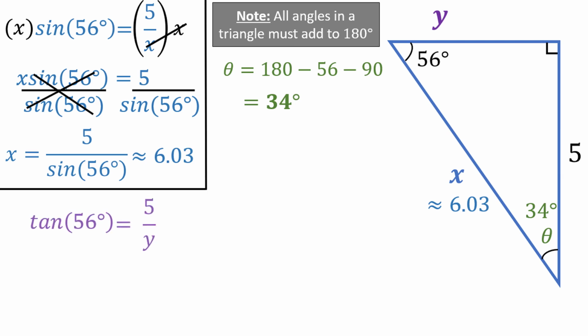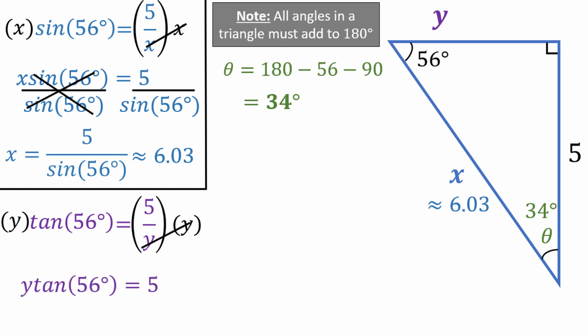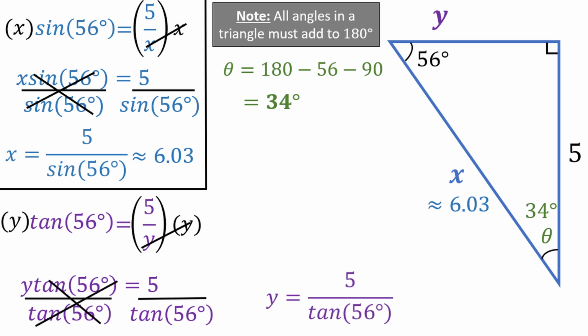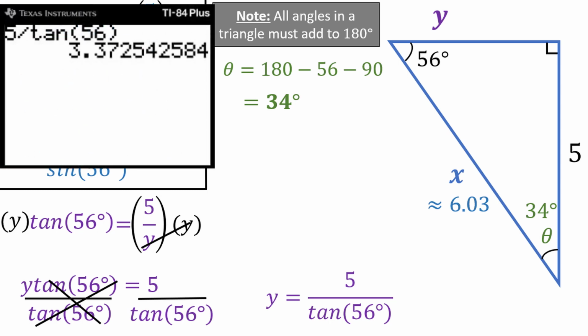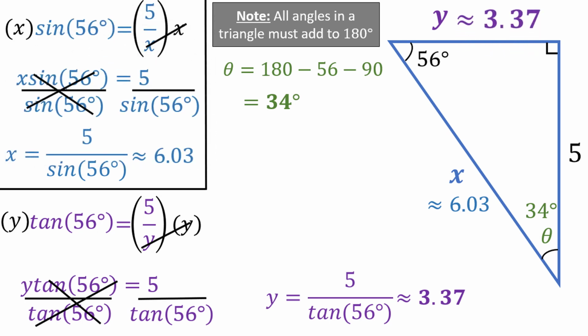That way I've avoided using the rounded 6.03 number when finding the final missing side. We have tangent of 56 is equal to 5 over y. If we multiply both sides by y, we will have y times tangent of 56 is equal to 5. Dividing both sides by the tangent of 56, we get y is equal to 5 divided by tangent of 56. Typing this into our calculator, we get that y is approximately equal to 3.37 if we round to 2 decimal places. We can place this on our triangle. And there you have it. We have solved this right triangle.